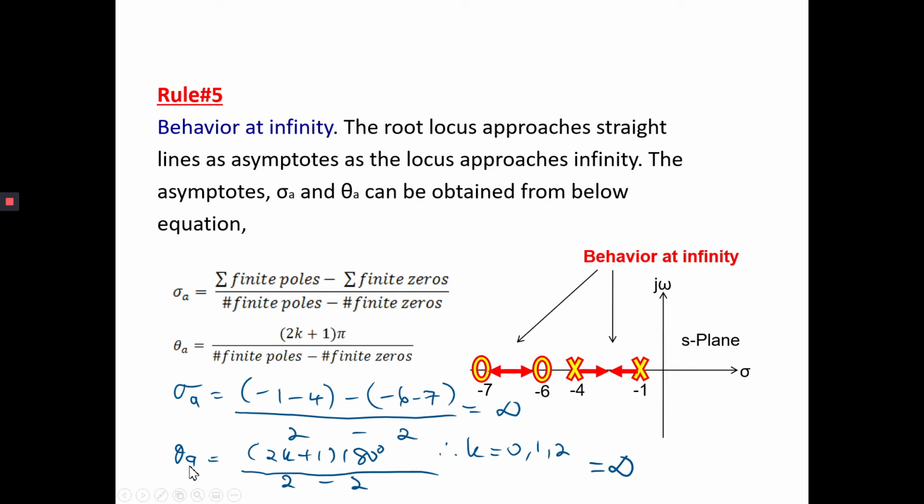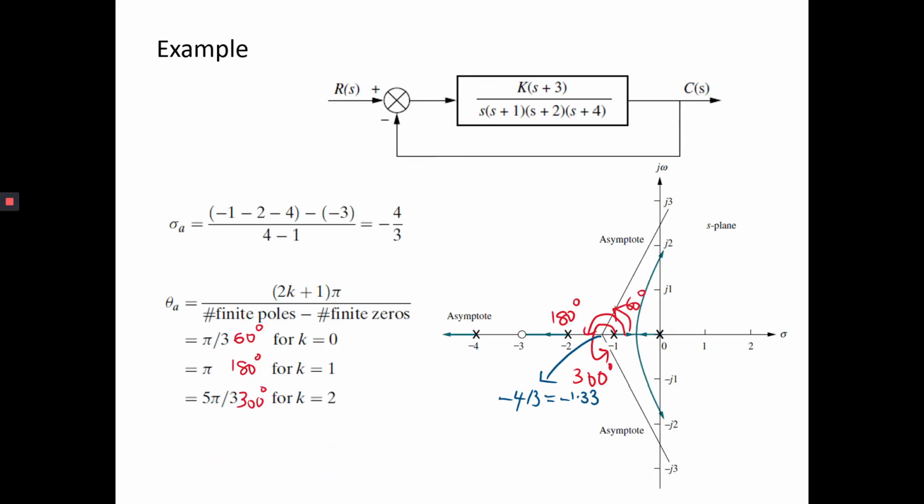And for theta A, 2k plus 1 multiplied with 180 divided by the number of poles minus the number of zeros. In this case, you can use k equal to 0, 1 and 2. That's enough. But for this case, both sigma A and theta A are equal to infinity. So this is the behavior at infinity. Okay, this is an example.